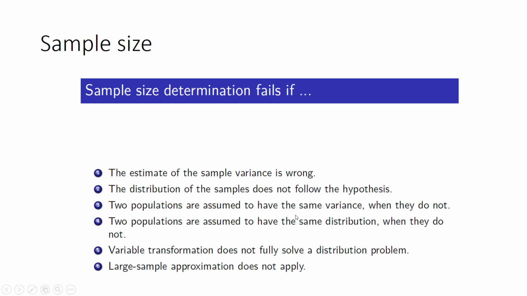So for instance, you assume that the two populations have the same variance and they do not, or they have the same distribution and they do not, or if you think that after taking the logarithm of your observations the data is Gaussian distributed and it is not, or there is something called a large sample approximation that normally in biomedical research is not important, but it doesn't apply to your problem. In biomedical research, typically with animals, this is not important.